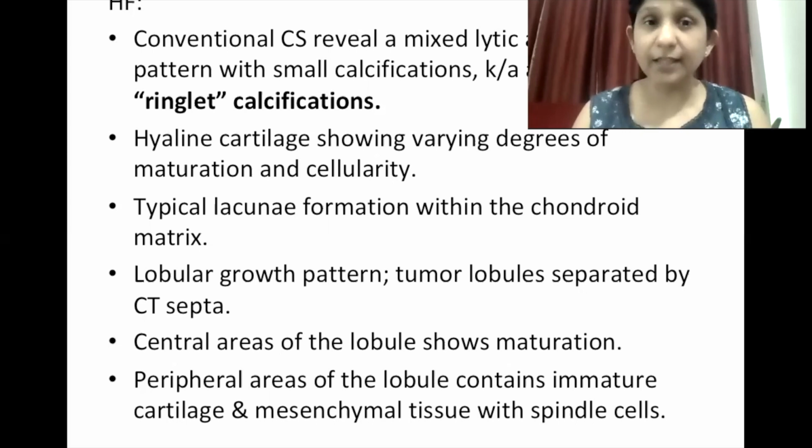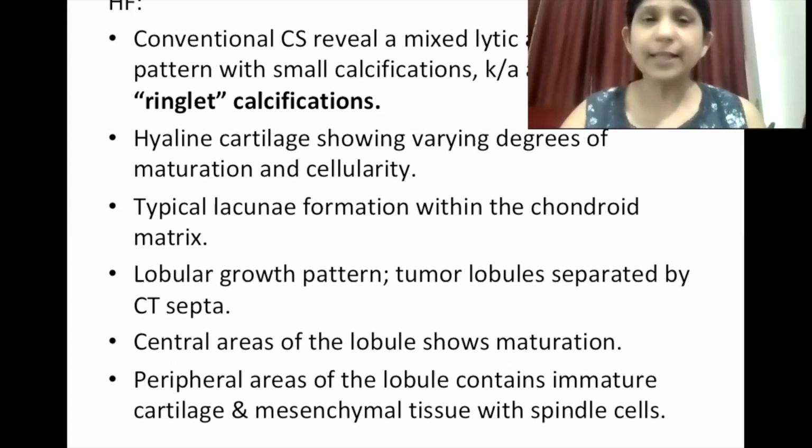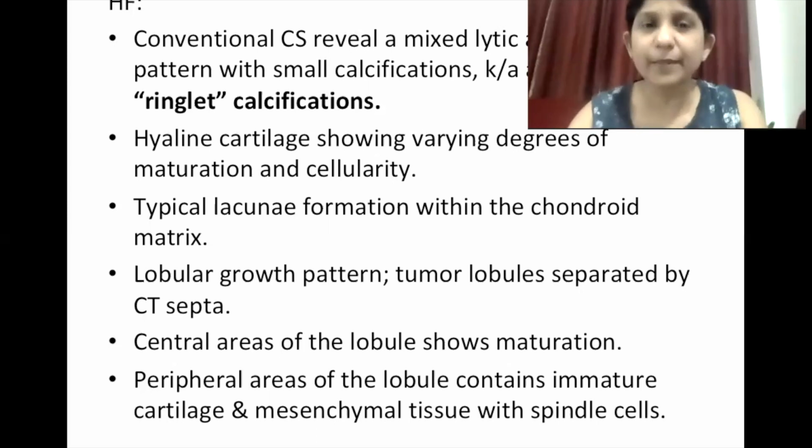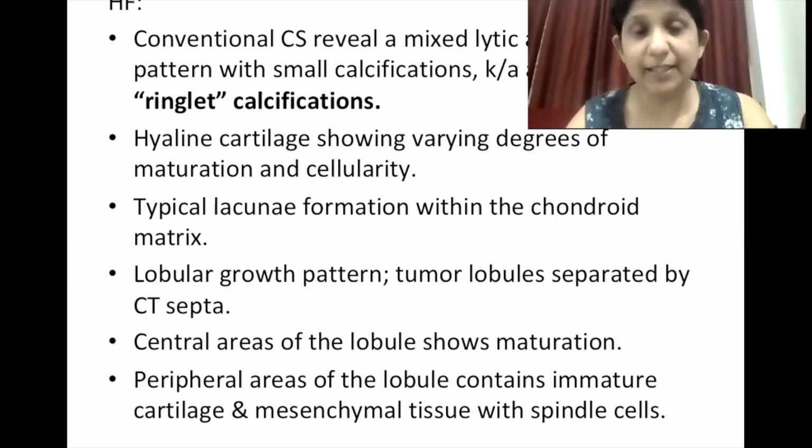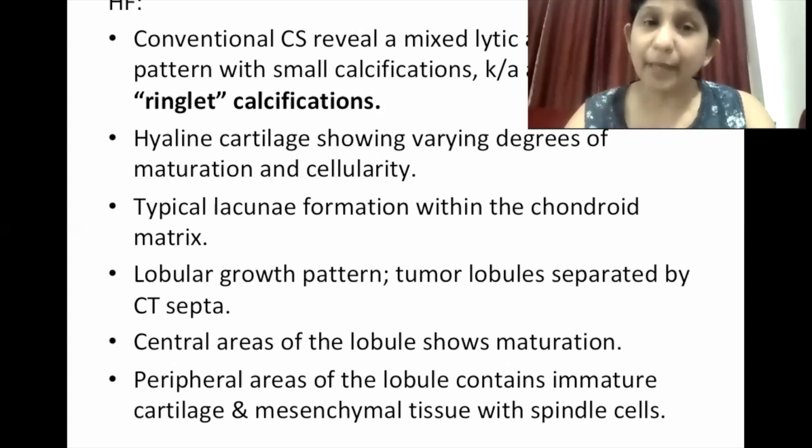Whenever I say that there is a lobular pattern, I mean to say that in between lobules, there are connective tissue septa. So the lobules represent these tumor cells, and in between these tumor lobules, you will find connective tissue septa. That will be just a collagen fiber septa, which you can see surrounding it. Now, the central area of lobules will show maturation. That is, you will find mature calcified cells inside the central area of these lobules.